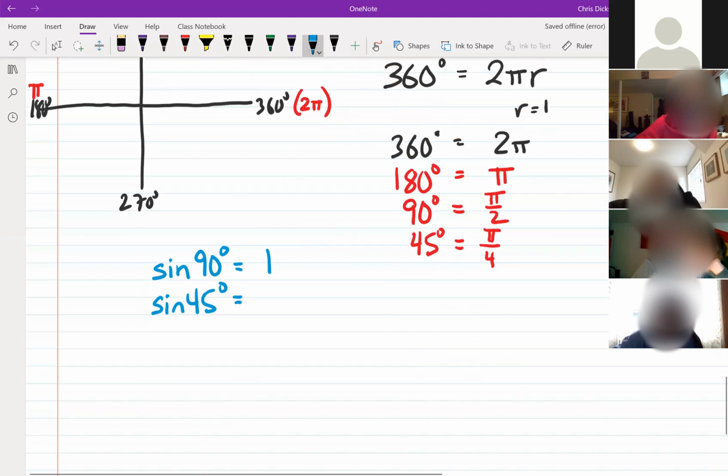Okay. And you're going to get kind of an ugly number here for this. So the sine of 45 is 0.707, say. Okay.